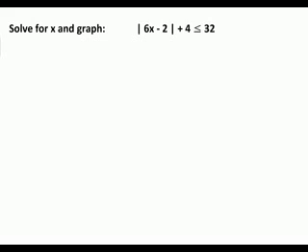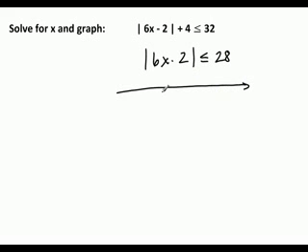Let's try one more. Again, the absolute value isn't alone, so I can't do anything until that happens. So I have the absolute value of 6x minus 2. I'm going to subtract 4 and get 28. So again, just to show you what this looks like to help you set up the equation, I want to be 28 away, but I can be equal to 28 away or less. So I would be shaded in between.